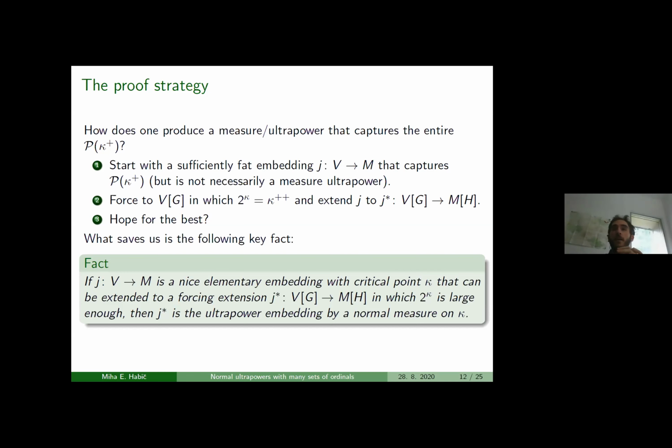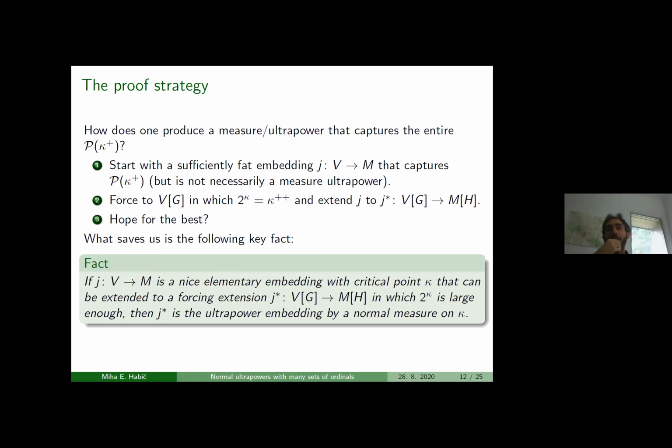If I assume that kappa is large enough, then I get an embedding like this. Then I know that if I want to capture the entire power set of kappa plus, I need to make GCH fail at kappa. So I do my best to force to an extension where GCH fails at kappa, so maybe 2 to the kappa is kappa double plus, and then lift the embedding that I started with to some J star, some lifted embedding. And then I sort of run out of ideas, and I hope for the best, and I kind of sit around.